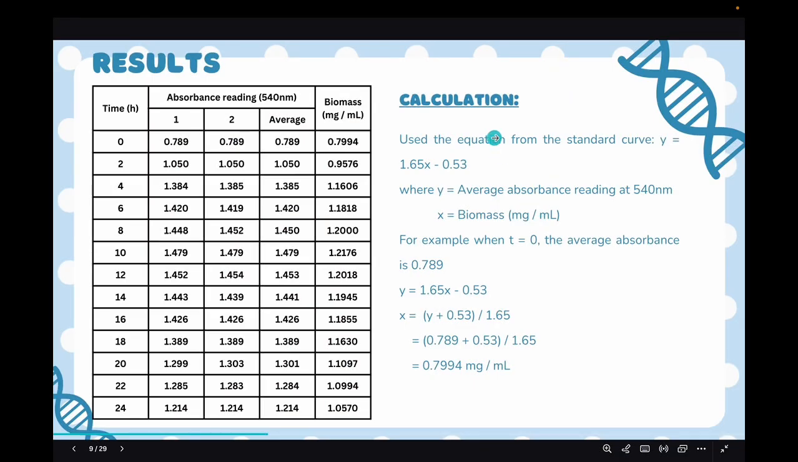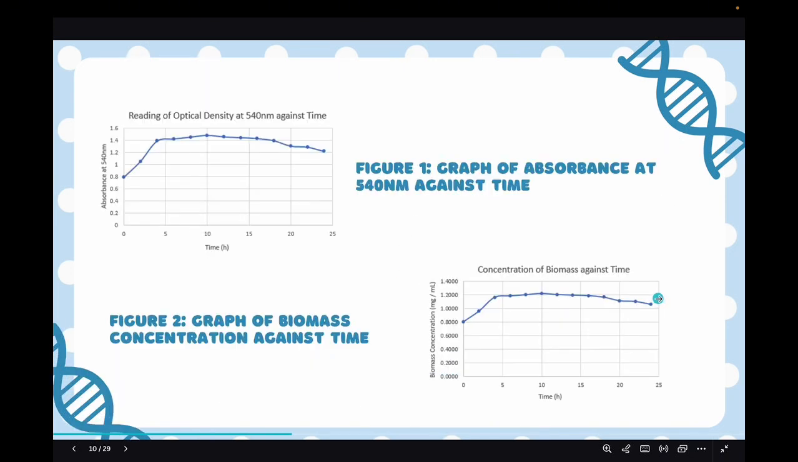So, as we can see from the results taken from another group, as the hours go by, the biomass OD is increasing from 0.7994 to 1.0570. The calculation of the standard curve can be seen from this explanation. This is the graph of absorbance at 540 nanometers versus time. And this is the concentration of biomass against time.